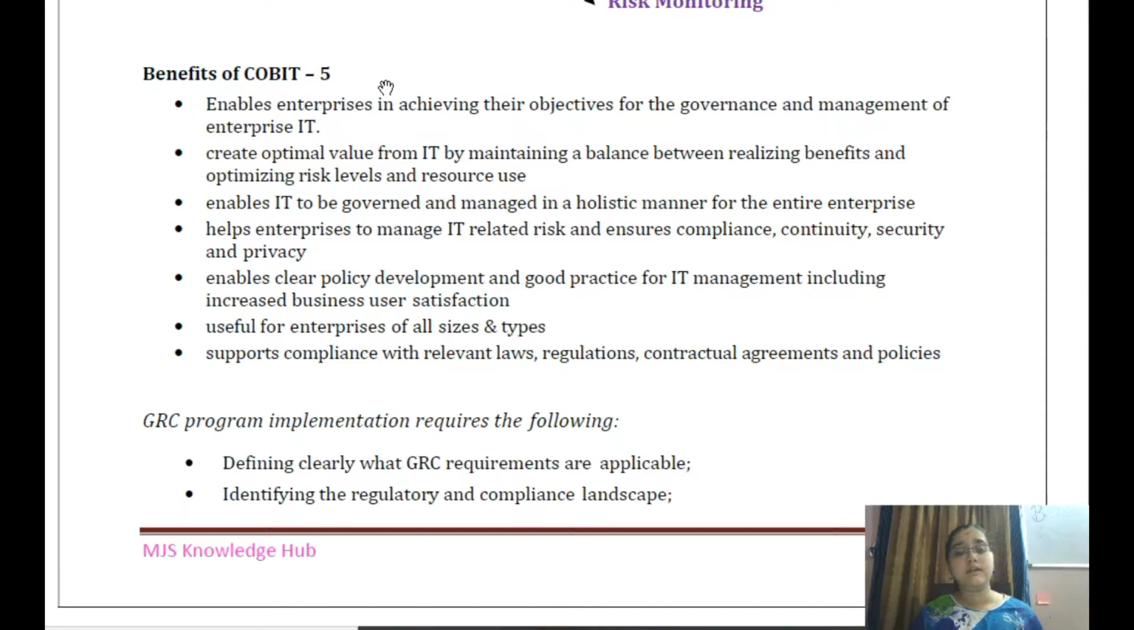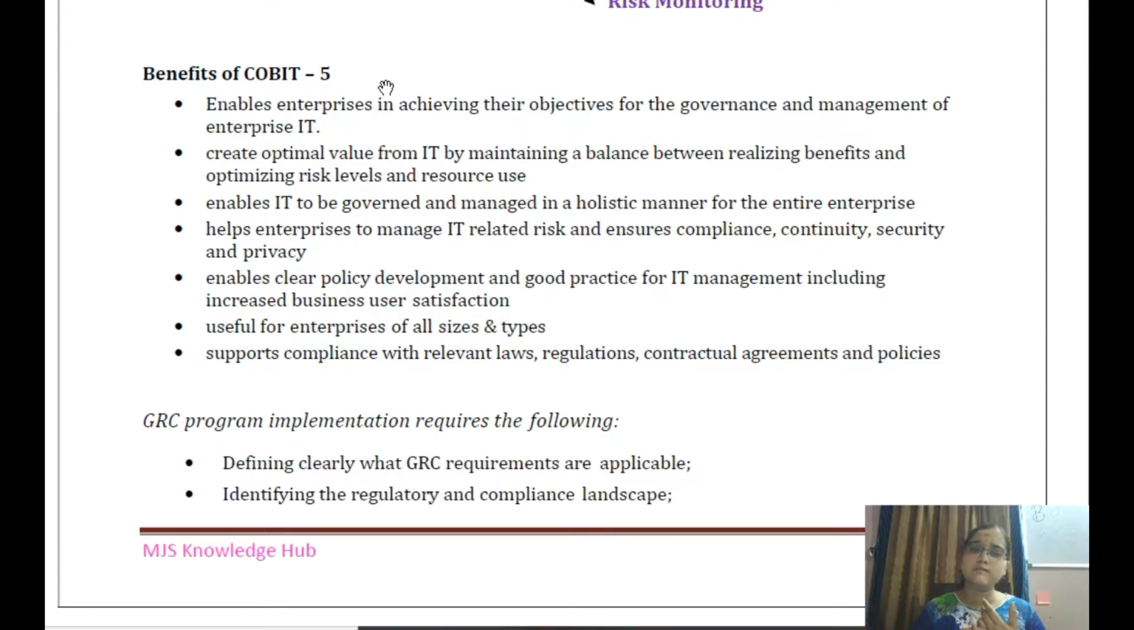Then it enables IT to be governed and managed in a holistic manner. So you will have the process and framework for the governance and management of enterprise IT, and each problem can be dealt with as per the guidelines present in the framework. Then it helps the enterprise to manage IT related risk and ensure compliance, security, and privacy. It enables clear policy documents and good practice for IT management. COBIT 5 is always about the management and governance of enterprise IT. Therefore, the benefits will also be the same.